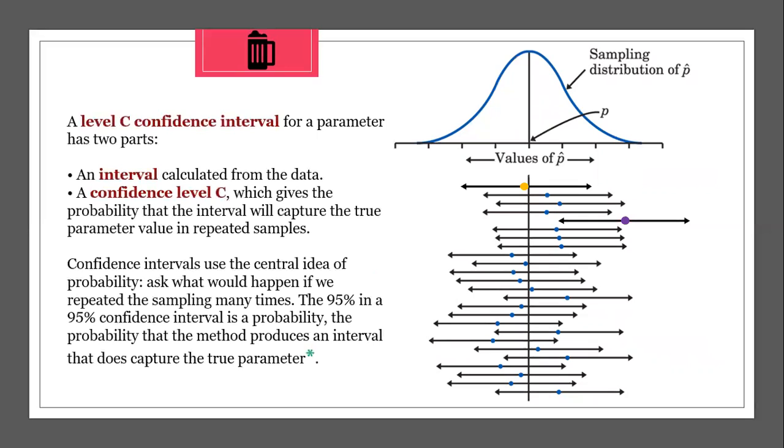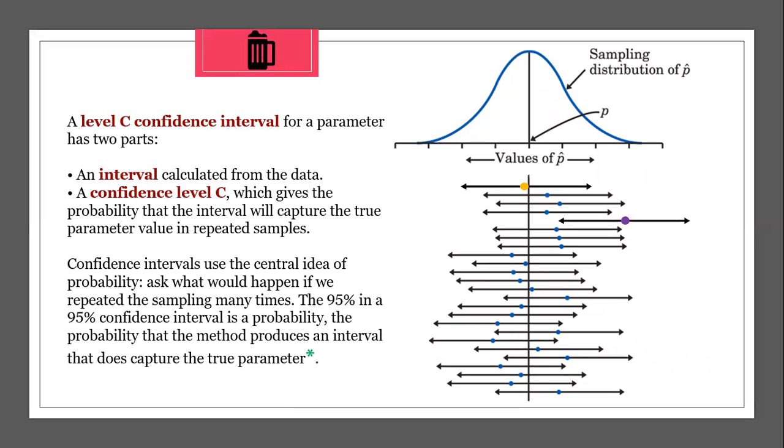So a level C confidence interval for a parameter has two parts then. The interval that is calculated from the data, the from this to that, and a level of confidence. That is how sure we are that it's going to capture the right answer. So confidence intervals use the central idea of probability. That is, what if we kept doing this again and again and again?